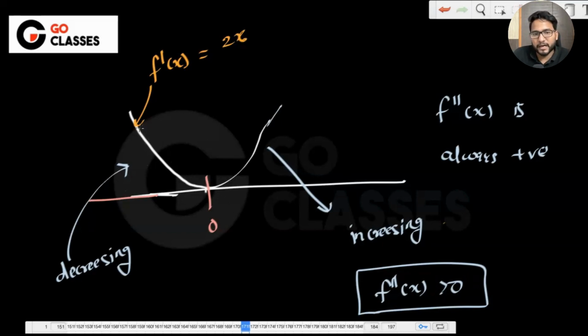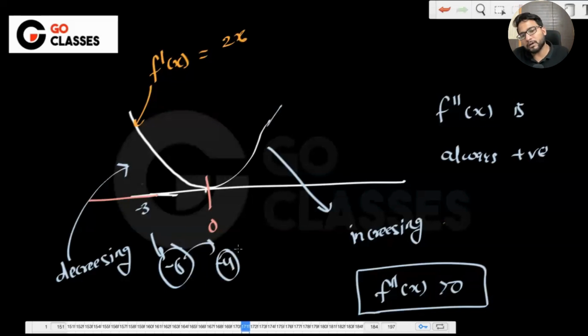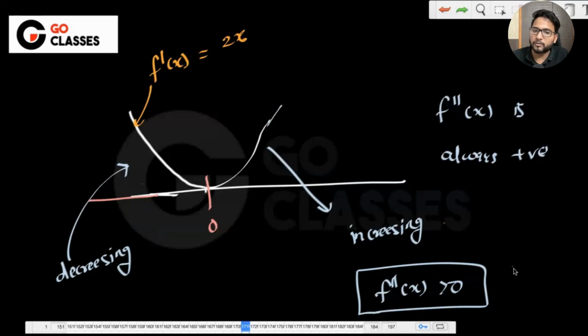So if you take x equal to minus 3, f'(x) is -6, right? Then you talk about -2, it is -4. So it is increasing from -6 to -4. The moment you are increasing the x, it is increasing from -4 to zero. Then it is increasing to, let's suppose x equal to 2, it is 4, something like that. So slope is always increasing, right? Initially it is negative, then zero, then it is positive. So basically slope is always increasing.